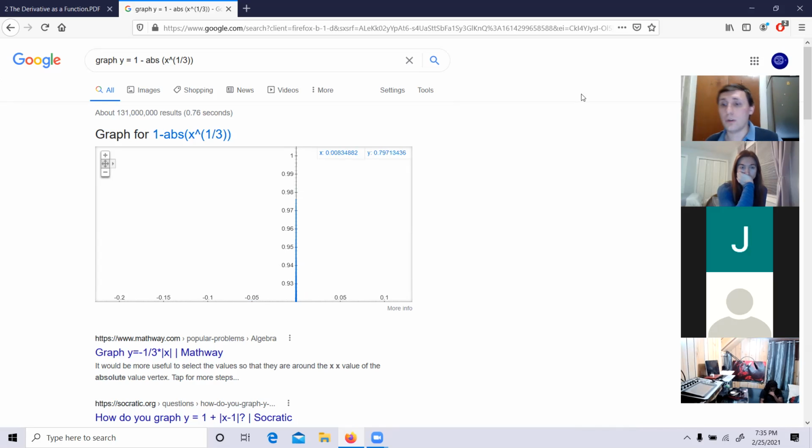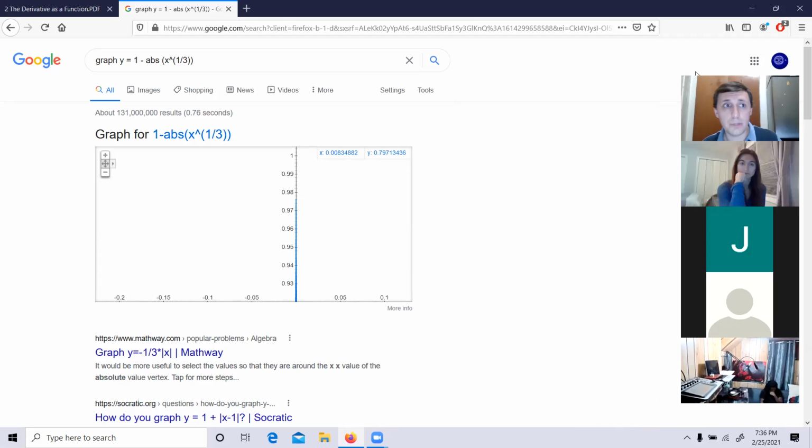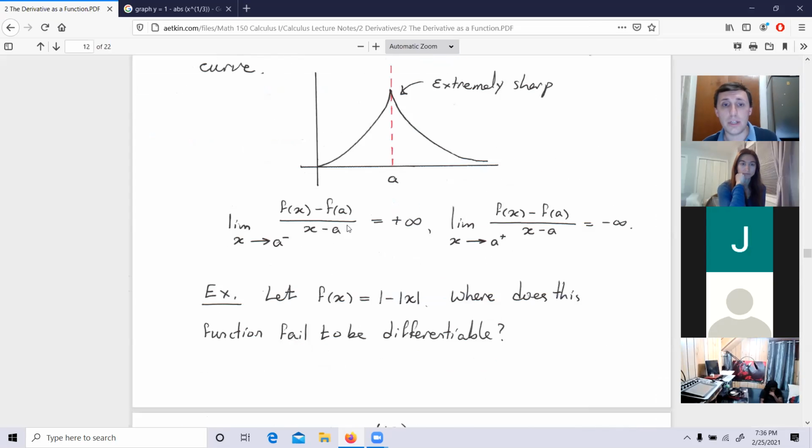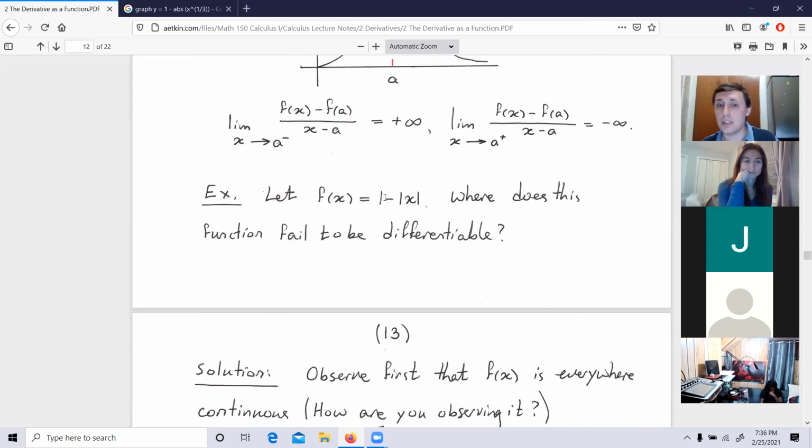And so differentiable functions are called smooth functions, because when you zoom in locally, it looks like a line. It doesn't look like you would be cut. But non-differentiable functions will be sharp. This is the situation that would happen if a function is not differentiable. You can see from one side it's plus infinity, from another it's minus infinity. That's where it's extremely sharp. It's worse non-differentiability. Let me show you this function that I just graphed.